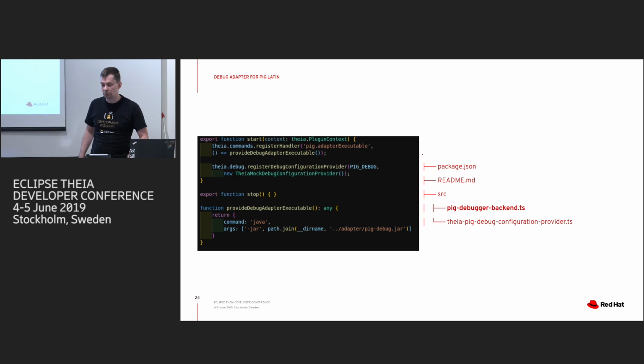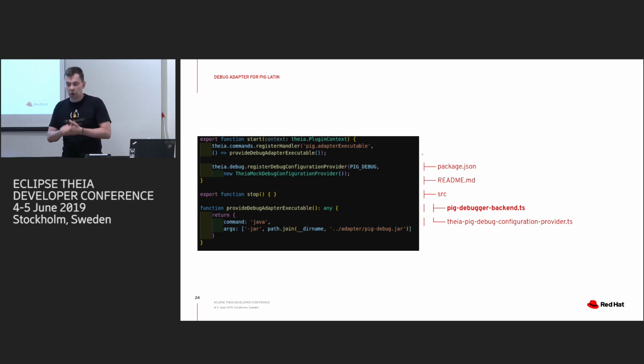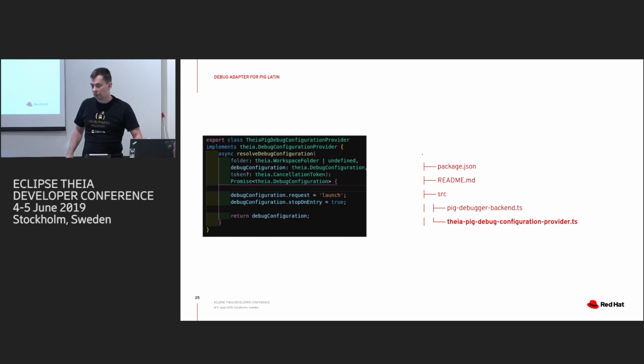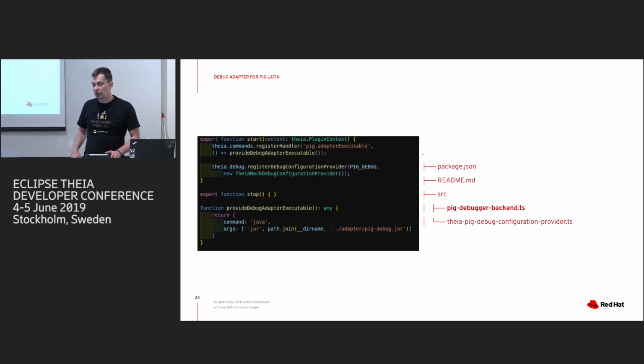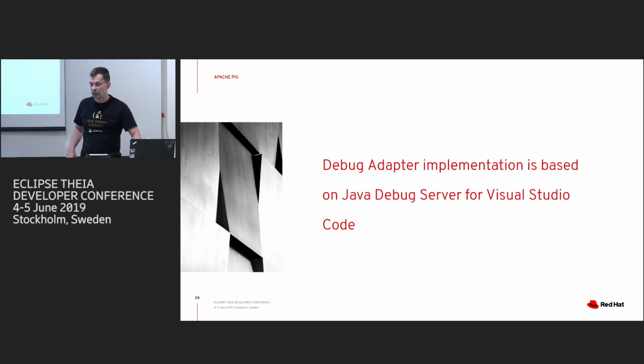The entry point of the plugin contains registration of the configuration provider, and it also registers the command. And as you can see, the command itself returns a command line to start the debug adapter. The configuration provider is the same. It just ensures that configurations are correct. And regarding the debug adapter, the implementation that I did is based on the Java debug server for Visual Studio Code.